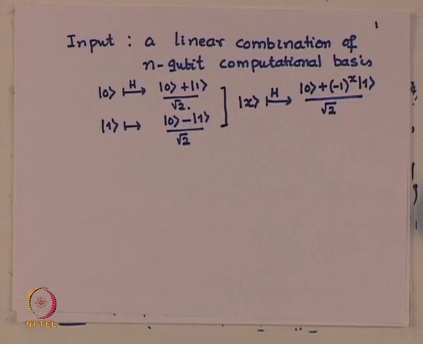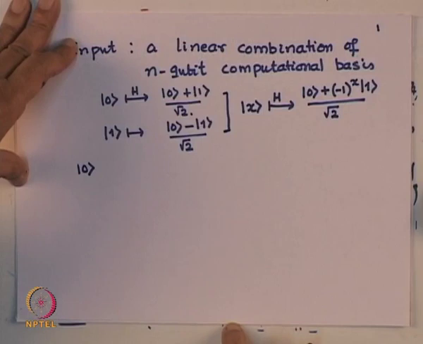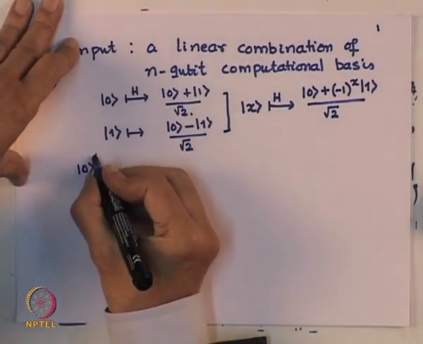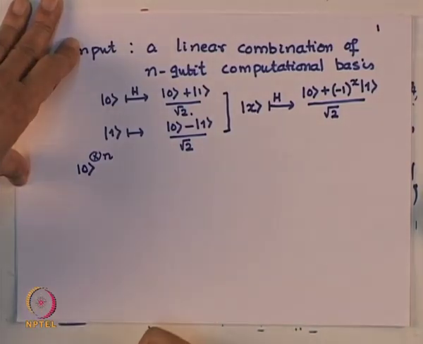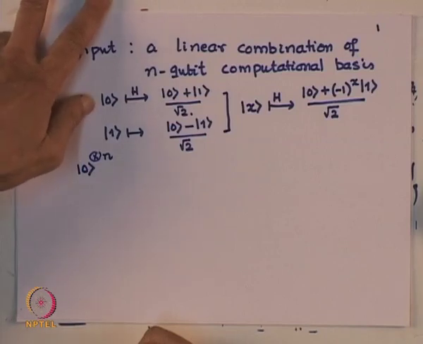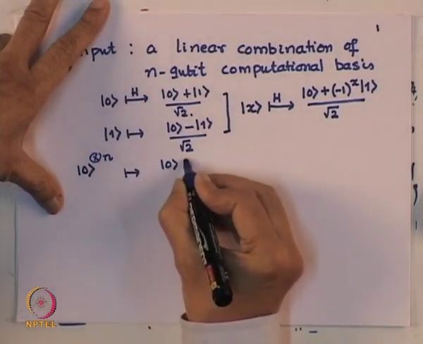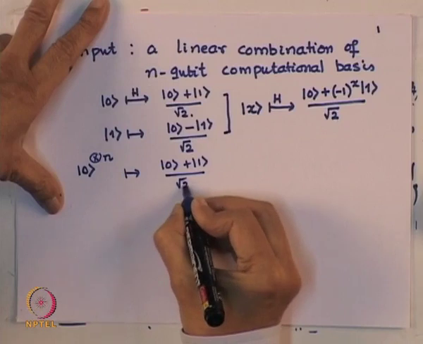Now, what happens if I have an n qubit state and I pass all of them through Hadamard gates? That is a sequence of Hadamard gates as shown in the slide. So what I do is, I start with 0 in each of my registers, so I will write it as 0 to the n. Now if the n zeros are passed through Hadamard gates, then what do I get? I simply get 0 plus 1 by root 2 for each one of them.